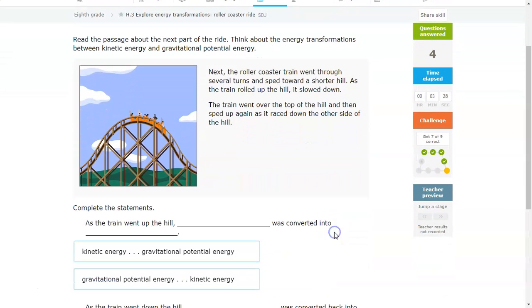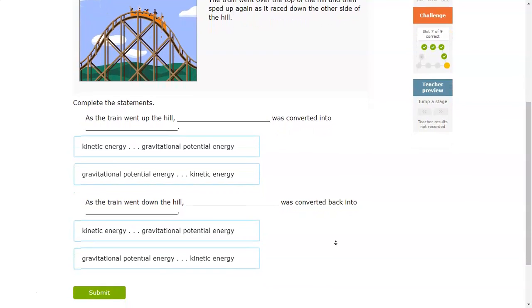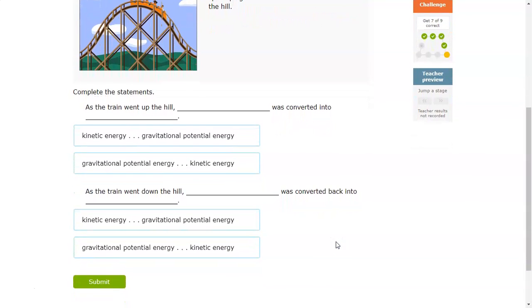All right, we'll go over one or two more and then we'll leave the rest to you. As the train went up the hill, blank was converted into blank. Once again, if you're going up a hill, what's happening? Are you moving faster or slower? You're moving slower, is my guess. Secondly, the higher you get, the more elevation and the more distance there is between you and the center of Earth, the greater the potential energy becomes because you're higher off the ground. So I would pick this one for the first one, because the kinetic energy, the energy used to move you, is disappearing and now it's being stored, getting ready to go down the next ramp.